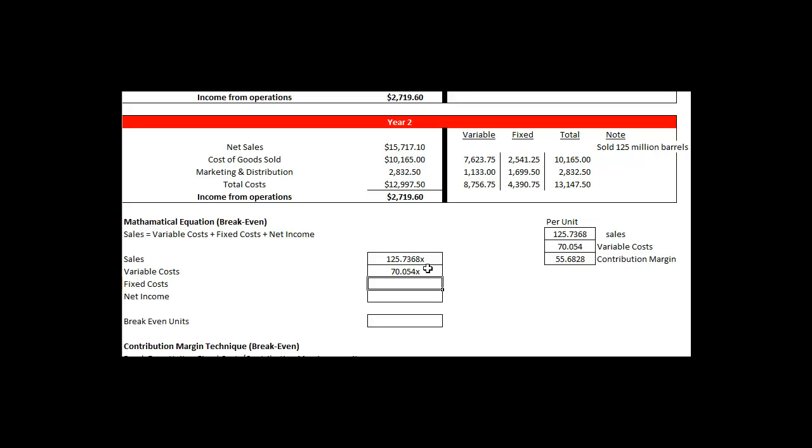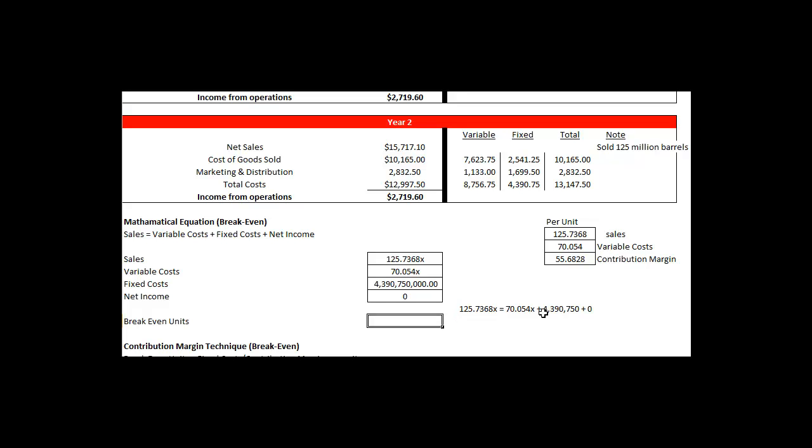My fixed costs, however, are different. Since this is in millions, I'm going to make it in millions again. Multiply by a million. So it's really $4 billion. My net income, again, is 0 at break even. So my formula using the mathematical equation is going to be my sales equals my variable costs plus my fixed costs, 4,390,750, that's it, plus my net income of 0.